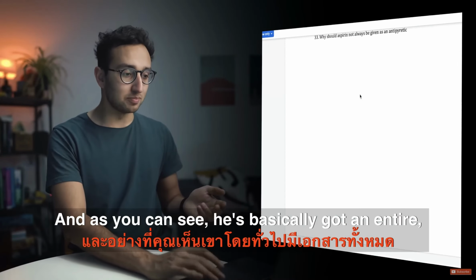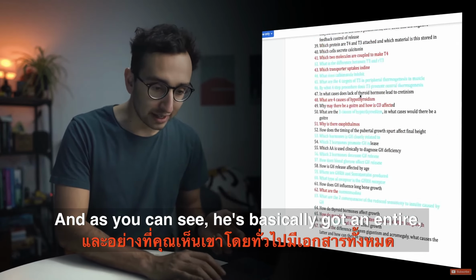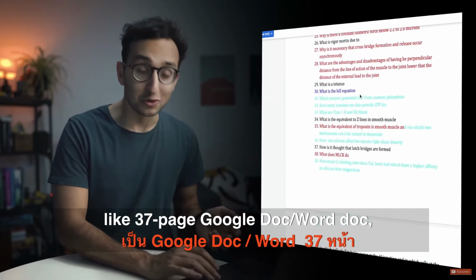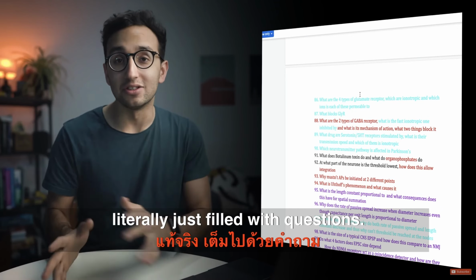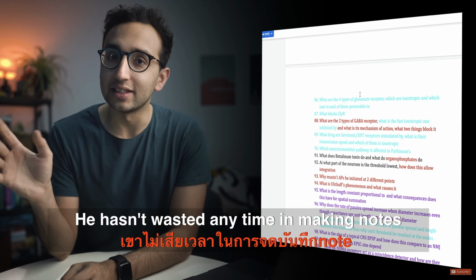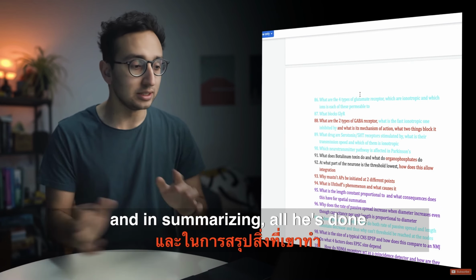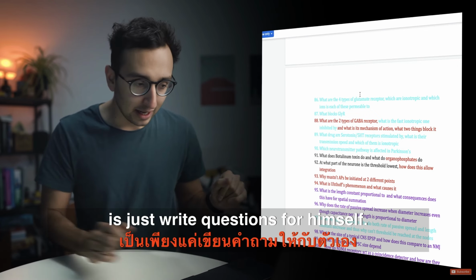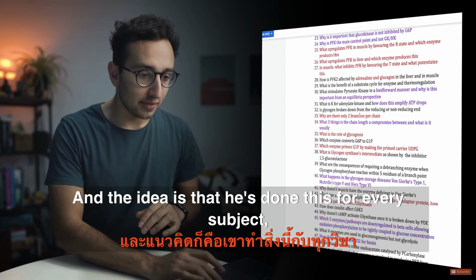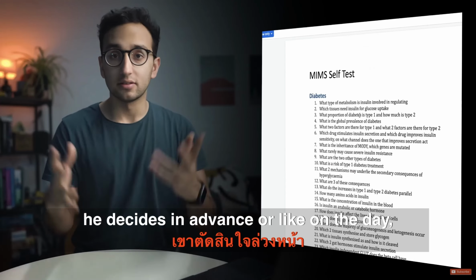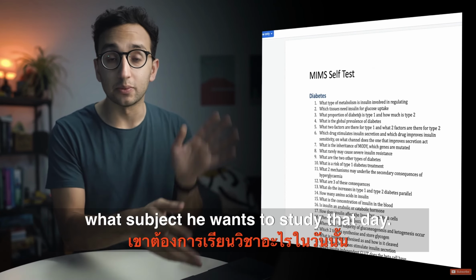As you can see, he's basically got an entire 37-page Google Doc or Word doc, literally just filled with questions. He hasn't wasted any time in making notes and in summarizing. All he's done is write questions for himself. And the idea is that he's done this for every subject. Then when he's sitting down to study, he decides in advance, or on the day, what subject he wants to study that day.